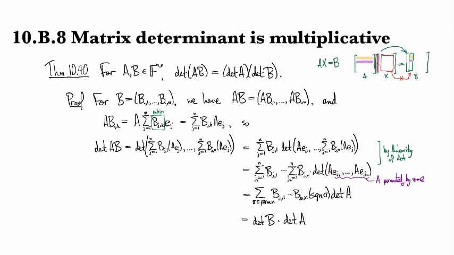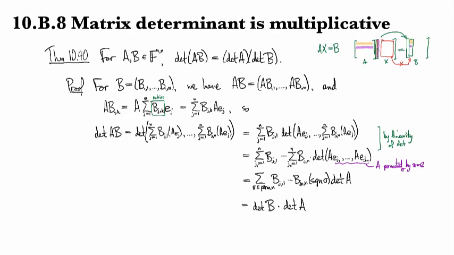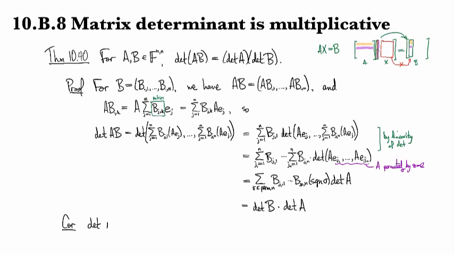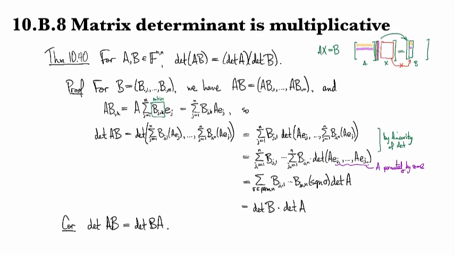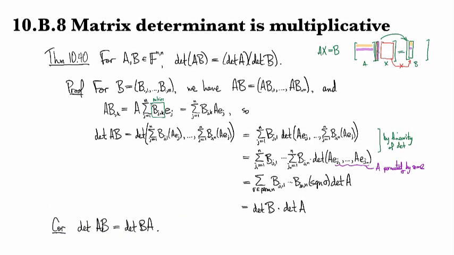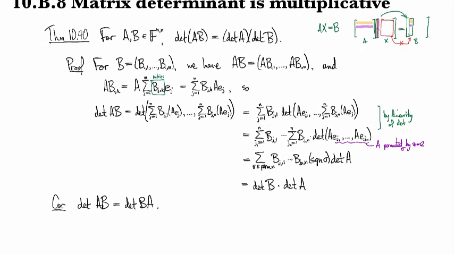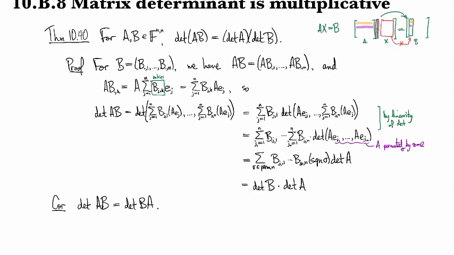All right, after all that work, we have an easy corollary: the determinant of AB is equal to the determinant of BA. The proof is basically obvious with the theorem under our belt, because you can pull either one apart into determinant A times determinant B, and it doesn't matter which order you write those in, so it can't matter which way you write the arguments inside the determinant either.